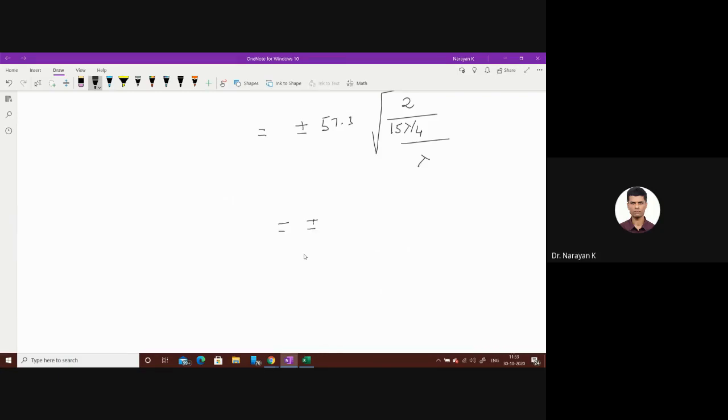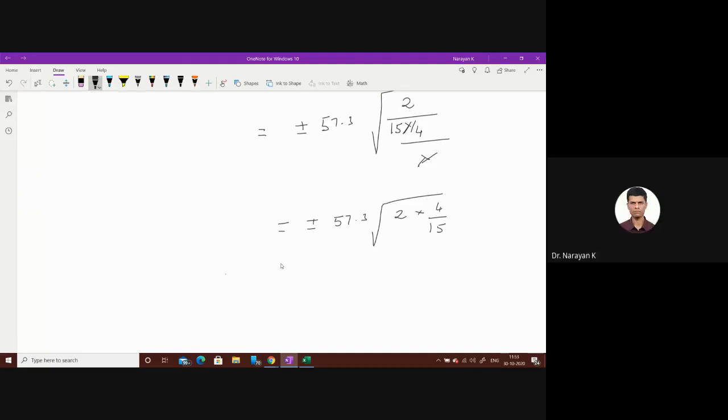Plus minus 57.3 square root of, what will happen? Lambda goes. Yes or no? Yes, sir. 2 into 4 by 15. This is what will happen. Find out this. Plus or minus 41.846.